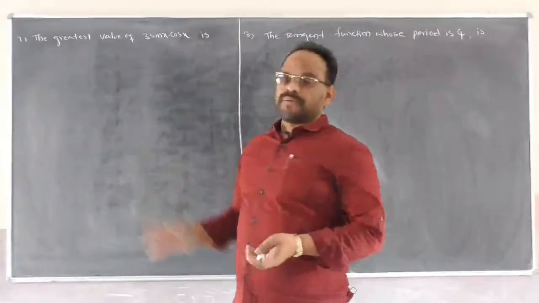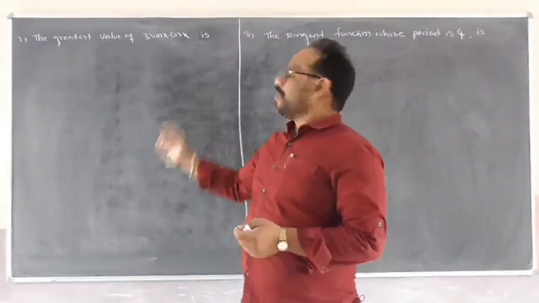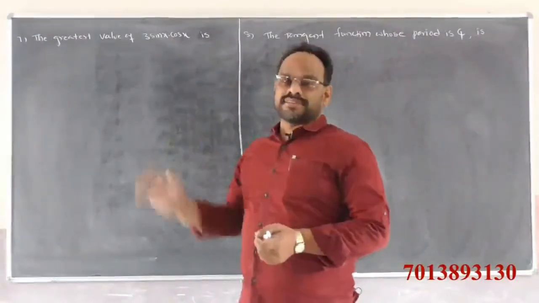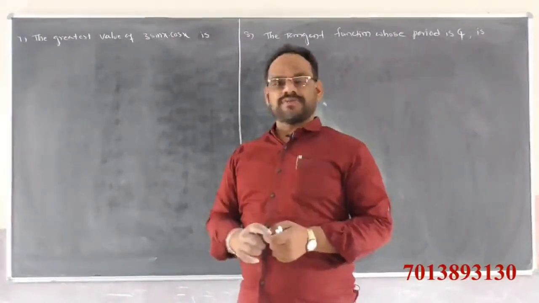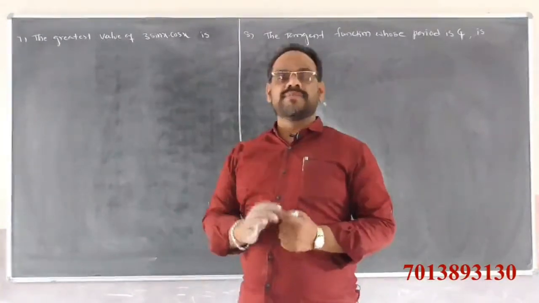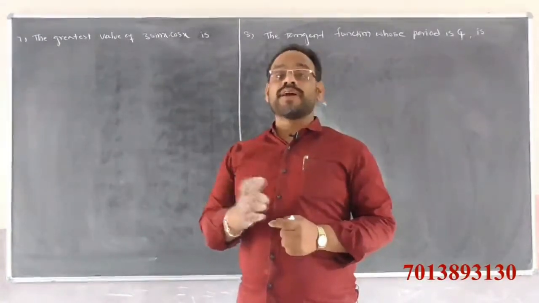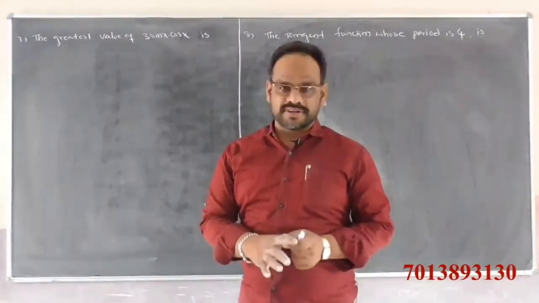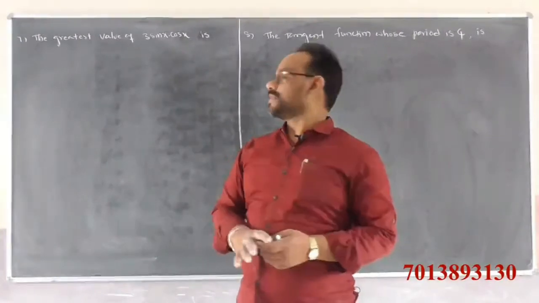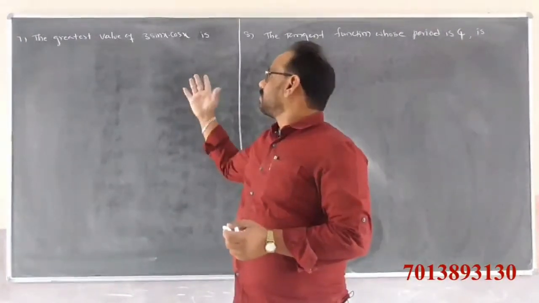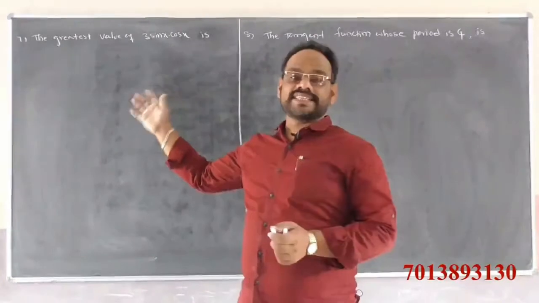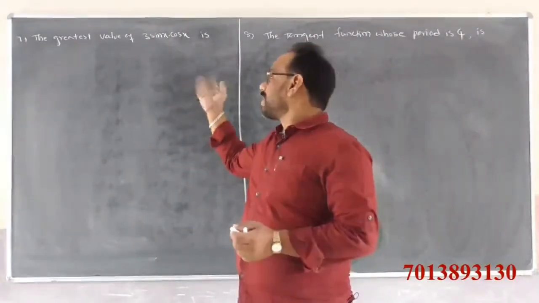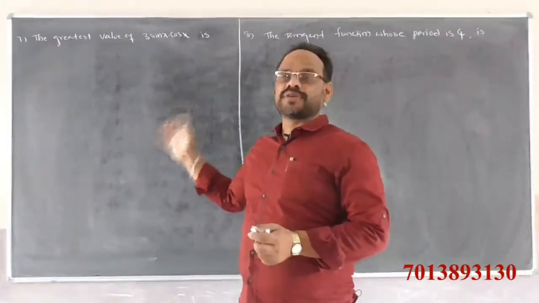Yes, next problem. Observe here: the greatest value of 3 sin x cos x. We want the greatest value, that means we want the maximum value. What is the formula to calculate the maximum value? That is c plus square root of a square plus b square. But this function is not in the form of a sin x plus b cos x plus c.